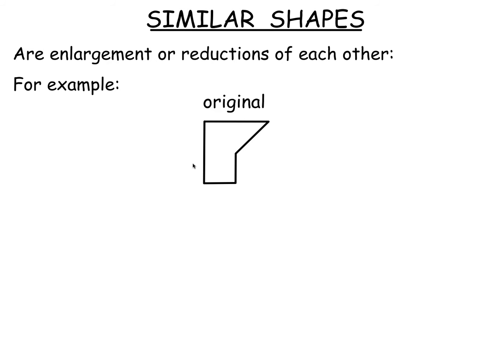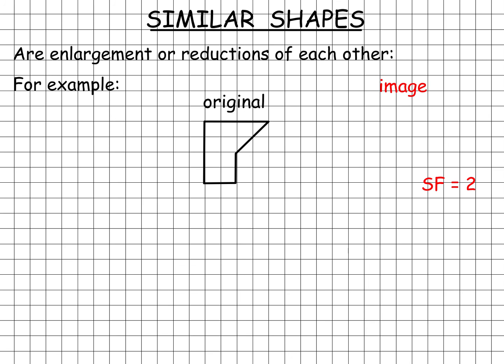So here is an original shape. Supposing I want to apply scale factor 2 to get an image. If I put the grid on, 4 boxes here at the top should become 8 boxes. 4 boxes at the side should become 8 boxes. 2 diagonal boxes here should become 4 diagonal boxes. And there's the image. Equiangular because the angles are unchanged. Sides have all been scaled in the same way. So the shapes are similar.